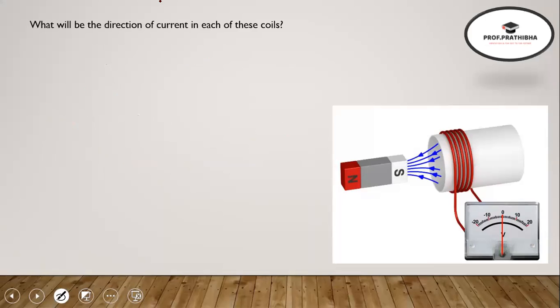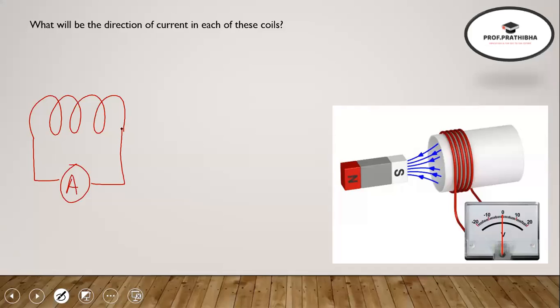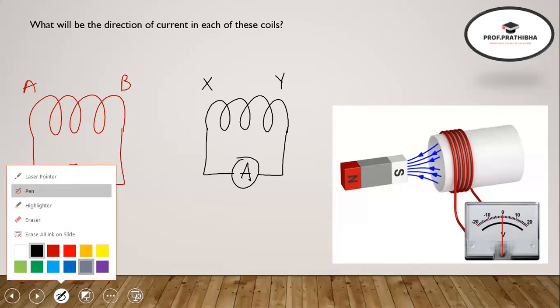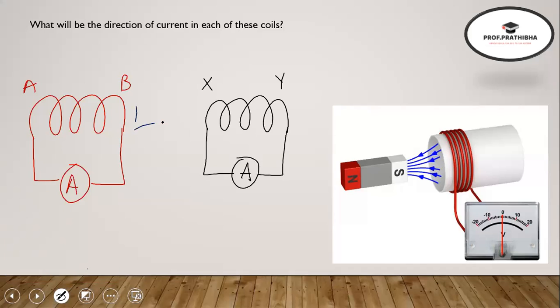Okay, suppose I give you 2 coils. ध्यान से देखना, एक कॉइल यहाँ पर है, एक कॉइल यहाँ पर है, which is connected like this. Let's say this is the AB coil and there is another coil here. Let's call it the XY coil, which is also connected to some sort of an ammeter. It's a closed switch. And now therefore यहाँ पर एक magnet है.